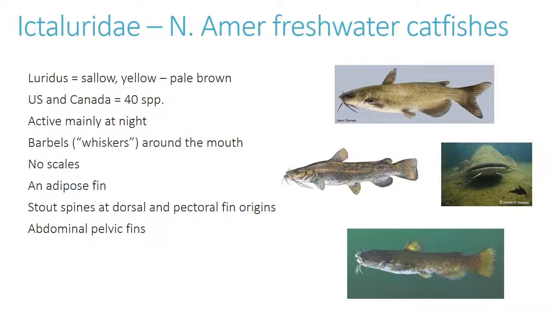In the US and Canada, there's about 40 species. They're active mainly at night, which sets them apart from many other fish. The 4 barbels near their mouth, that's very distinctively catfish. And then the other characteristics we've talked about in lab. So these are the 3 species that you should be familiar with.